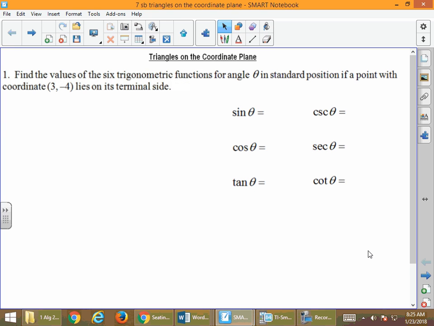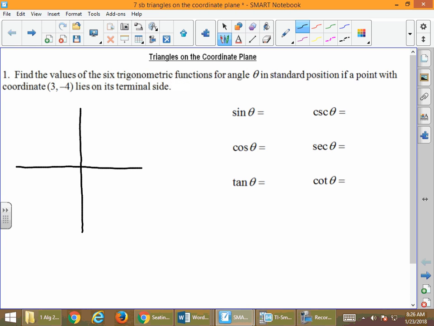And the first one says, find the values of the 6 trigonometric functions for an angle theta in standard position if a point with the coordinate 3, -4 lies on its terminal side. Lots of words there with some vocabulary in there. And first of all, let me refer back to initial side and terminal side. So the first thing that I'm going to do is draw in a mini coordinate plane.